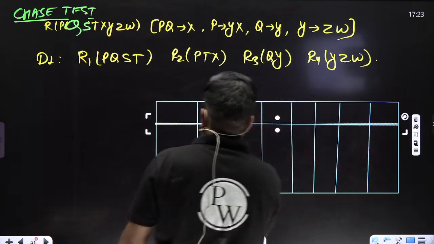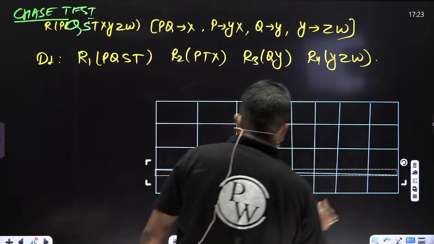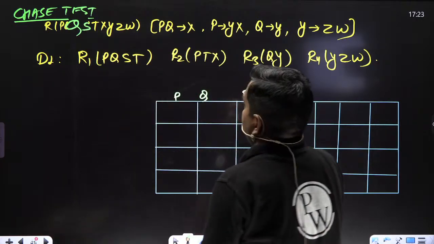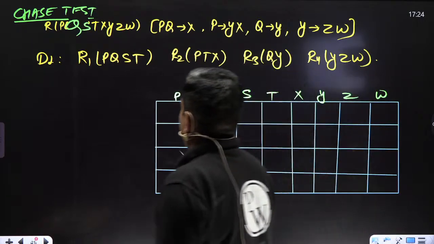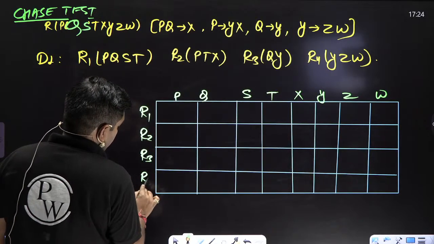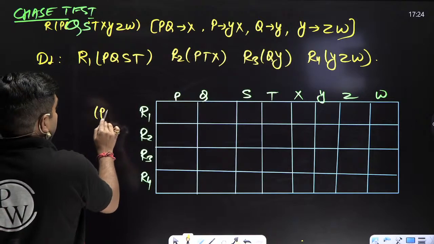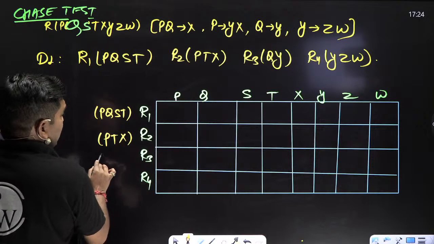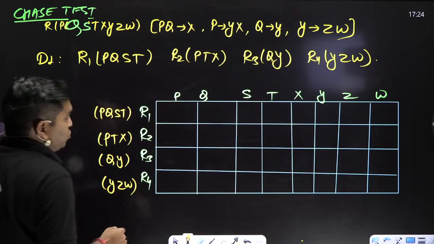We have R1, R2, R3, R4 and the attributes PQST, XYZW. Now here R1 is what? ST. R2 is what? PX. R3 is what? QY. And R4 is what? YZ.